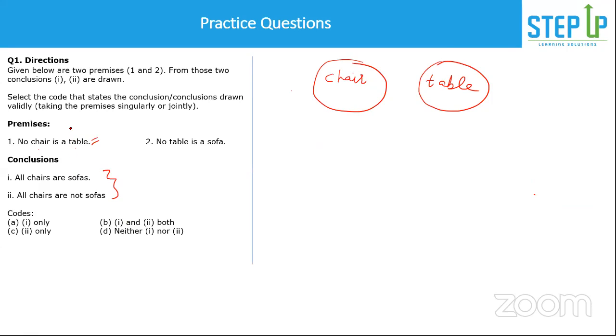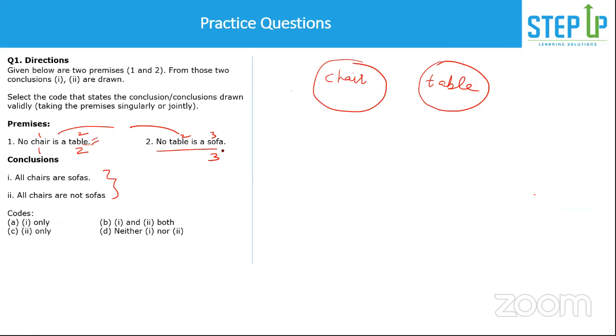How do we get to a conclusion when this mixes with this one? Let's check this one. It says no table is a sofa. One of the things you will understand is that even though there are two statements, there will not be four terms. Term one, term two. And this is again your term two only, the same thing. So this is term three. That means there are three terms only.